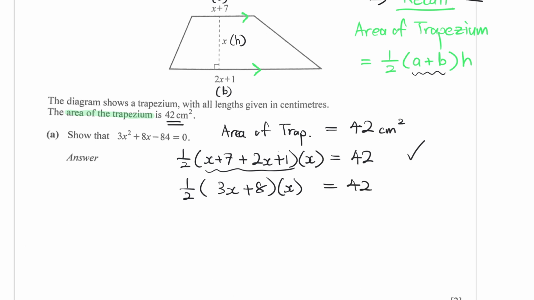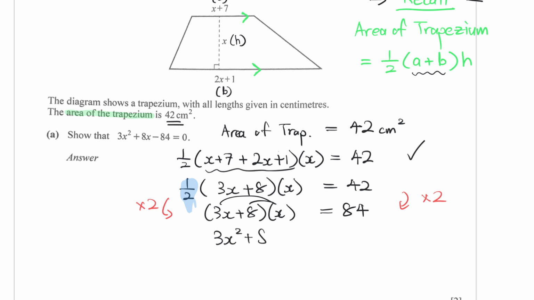Now I don't like the half here, and since this is an equation, I can multiply by 2 on both sides. So I will get the remainder of 3x plus 8 multiplied by x is equals to 42 times 2, 84. Now what happens here is the expansion of these two algebraic expressions to get 3x squared plus 8x equals to 84. And we need to show this, and we're almost there, right?